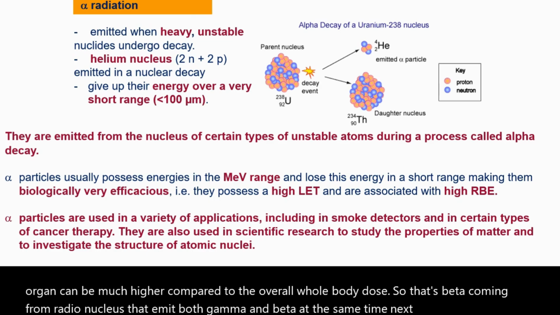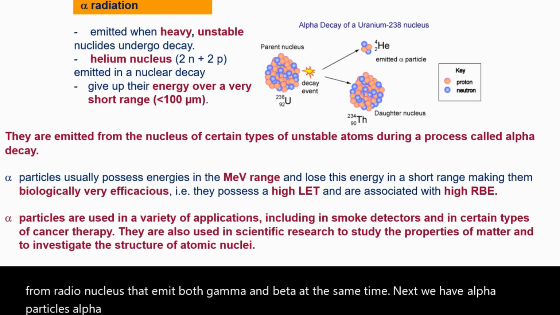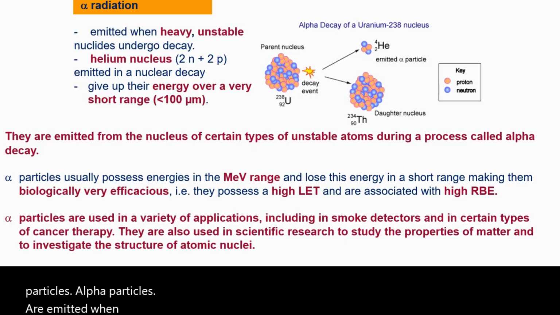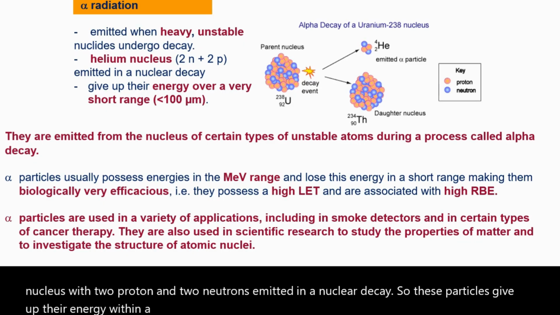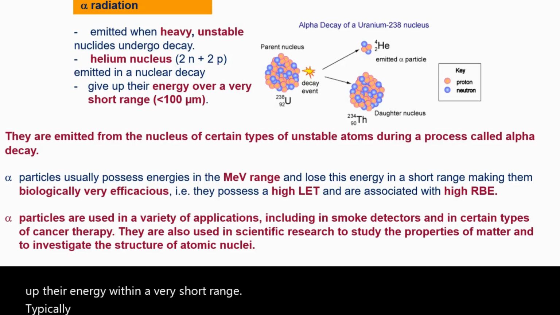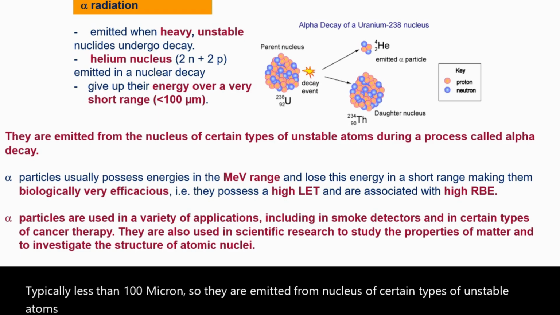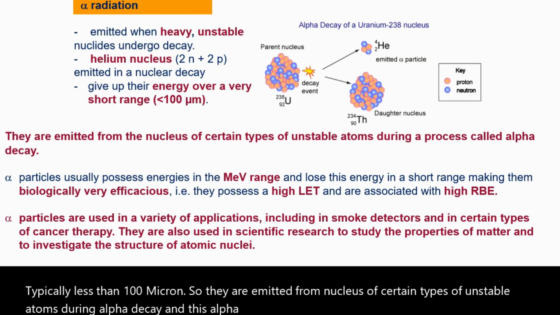Next, we have alpha particles. Alpha particles are emitted when heavy and unstable nuclides undergo decay. They consist of a helium nucleus with 2 protons and 2 neutrons emitted in a nuclear decay. These particles give up their energy within a very short range, typically less than 100 micron. They are emitted from the nucleus of certain types of unstable atoms during alpha decay, and usually have high energy in the MeV range.